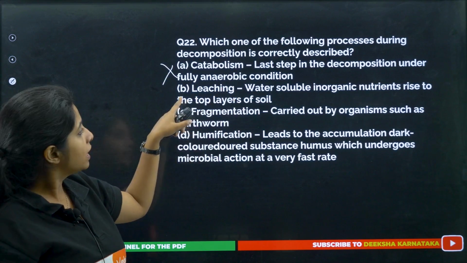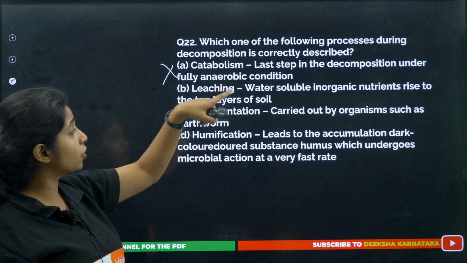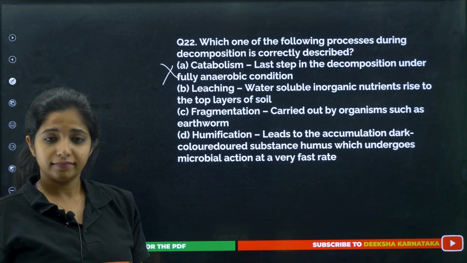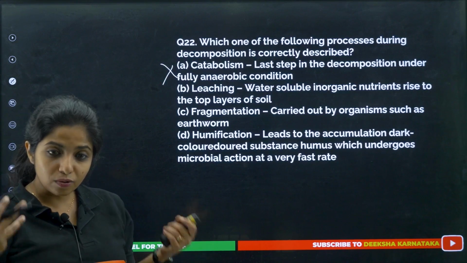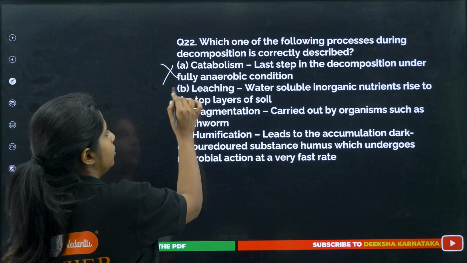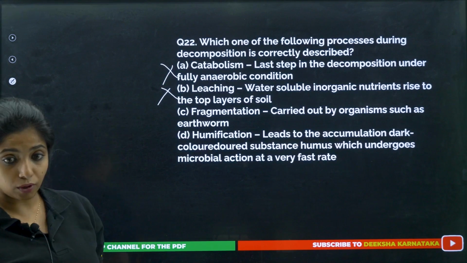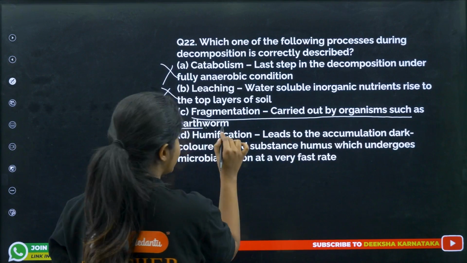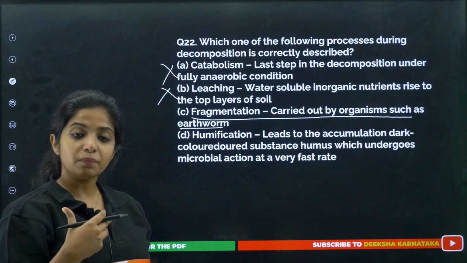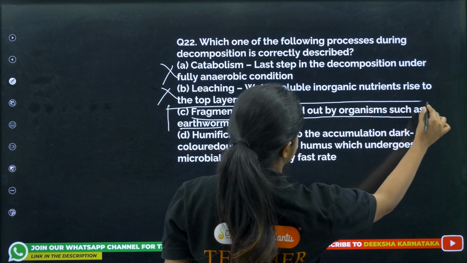No way. Leaching, water soluble inorganic nutrients rise to the top layers. No, it does not rise, it seeps into the bottom layers and goes to the rocks and is sedimented there. Okay, this is wrong. Fragmentation carried out by organisms such as earthworm. Fragmentation is what? Basically when you are breaking down the detritus, and it is done by detritivores. So it is done by earthworm. So this is correct.